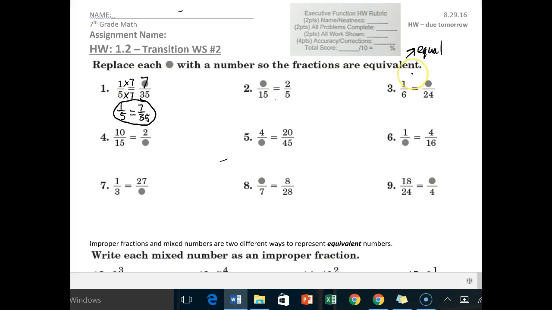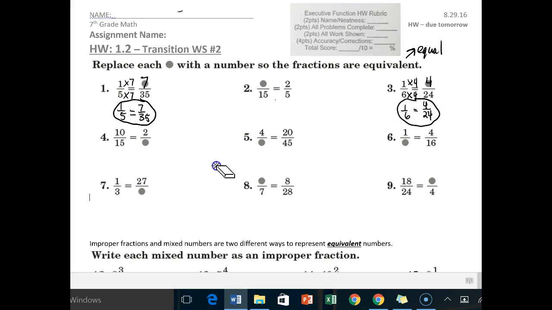All right. Number 3. 1/6 is equal to blank over 24. So what number times 6 is equal to 24? That's times 4. So I'm saying 1/6 is equal to 4 over 24. That's your answer.